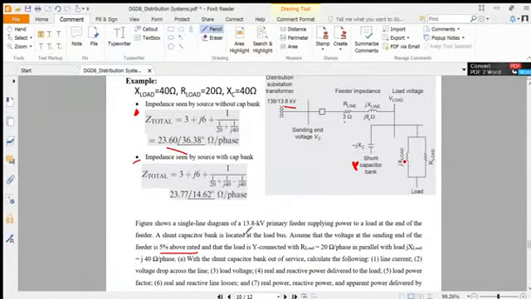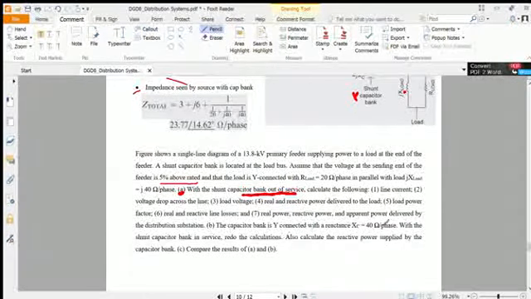So the rated voltage is 13.8 kV and the sending end voltage is 5% above it, and then the Y-connected load is 20 ohm in parallel with an inductive load of 40 ohm, with the shunt capacitor bank. Condition A: the shunt capacitor bank is out of service, so no shunt capacitor is connected here. Now we have to find the line current, voltage drop, load voltage, and so on.